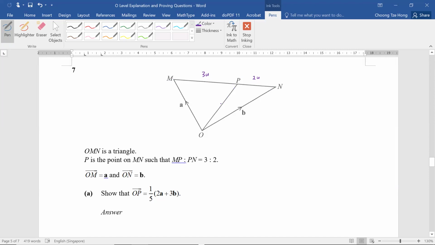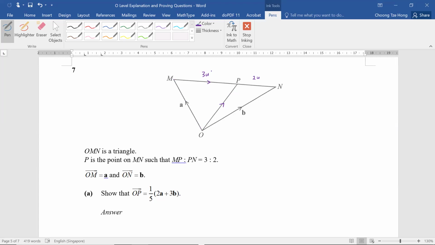OP will be from O going to P. Just imagine you want to walk from O to P, but there's no direct path that you can take. One way that we can go from O to P based on this diagram will be to go from O to M first and then from M to P. So let's try it out and see if we can get the answer from this.